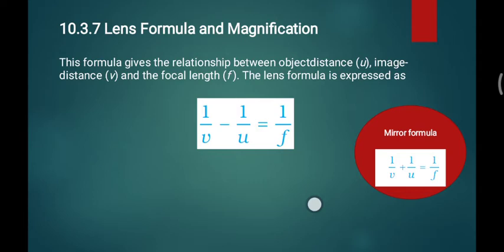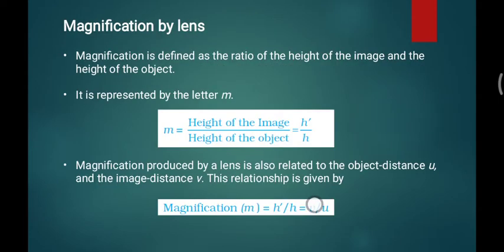1 upon v plus 1 upon u, then it will be the lens or mirror formula. Is it okay? These two pictures are shown very clearly to you. Now we go ahead for the magnification point of view. The magnification is nothing but the ratio of the heights of the image upon object.